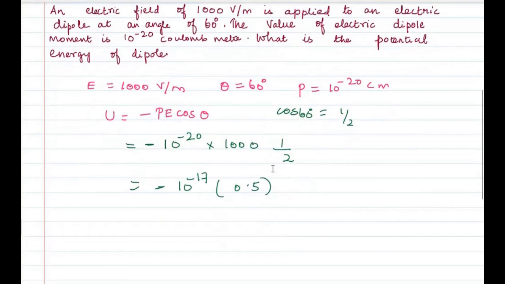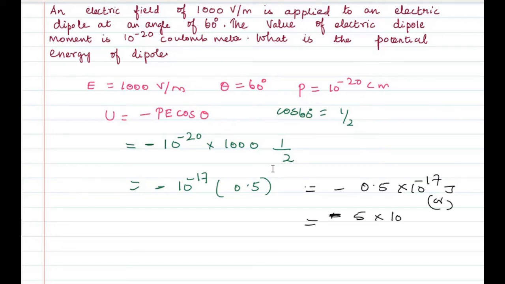So the answer will be minus 0.5 into 10 to the power of minus 17 joules, or you can adjust the powers and get minus 5 into 10 to the power of minus 18 joules. Just multiply by 10 and divide by 10, then we get minus 5 into 10 to the power of minus 18 joule as the energy of the dipole. So U = minus P E cos theta is the formula for the potential energy of a dipole.